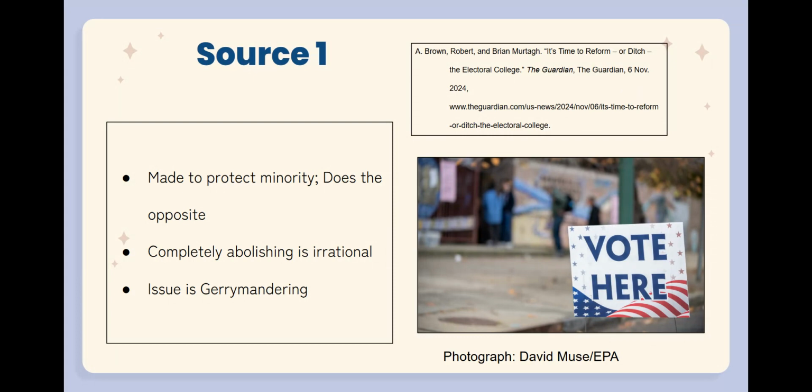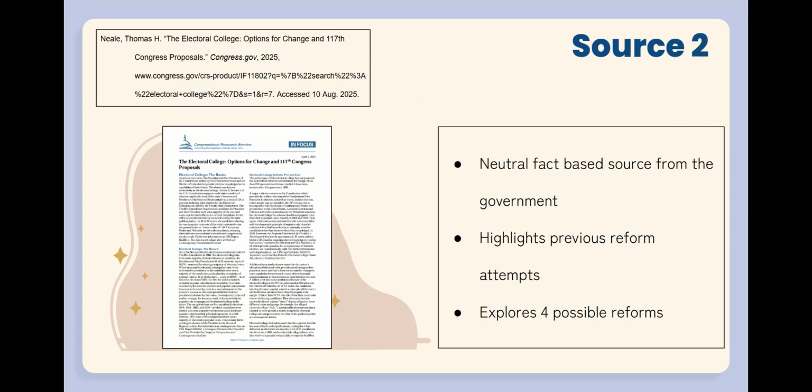Now, they also agreed that completely abolishing the Electoral College is irrational and likely won't happen due to the amendments it would require and the agreement in the government legislature. They found that the main issue is gerrymandering. They said that if they want to fix the Electoral College and make sure everyone's vote is distributed properly, gerrymandering would have to be removed and an independent third party would need to be drawing the district state lines, which is also unreasonable. So that brings me to my second source.